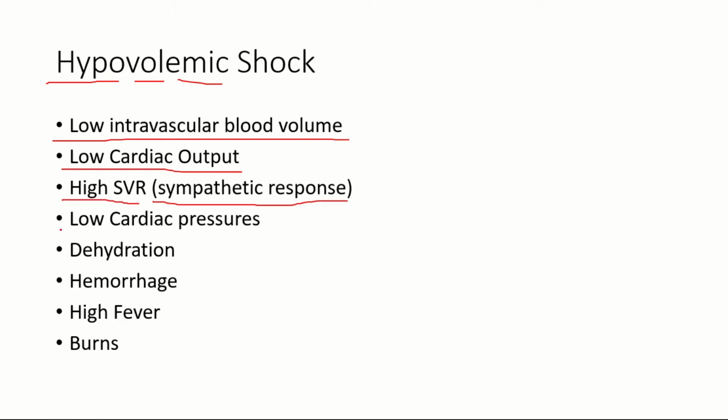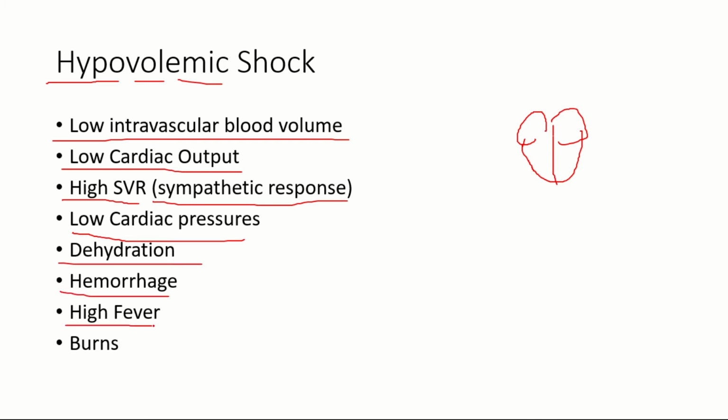Now, unlike the cardiogenic shock, in hypovolemic shock, the cardiac pressures are going to be low, okay? So the reason is that in the hypovolemic shock, the blood volume itself is low. So if there is less amount of blood, then less pressure is going to be exerted into the heart chamber, so the cardiac pressure is going to be low. And this is classically seen in dehydration, hemorrhage, high fever where there is insensible loss of fluids from the body, and burns.